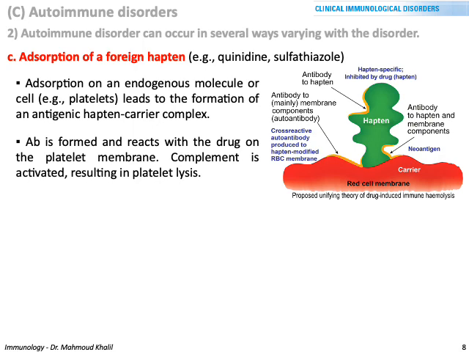bound on its surface. This hapten will have multiple epitope sites for antibody recognition. So you can see the binding of this hapten or drug on the surface of an endogenous molecule or a cell, like here the example is red blood cells, can produce sites for the antibody to behave like an autoantibody, and they will attack the hapten as well as the red blood cells.